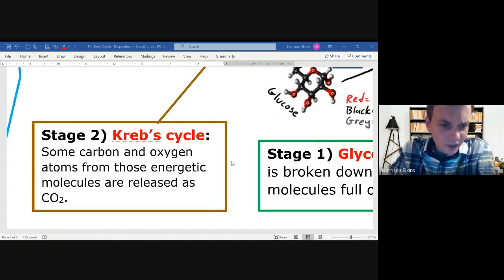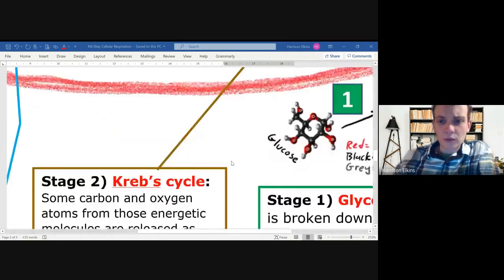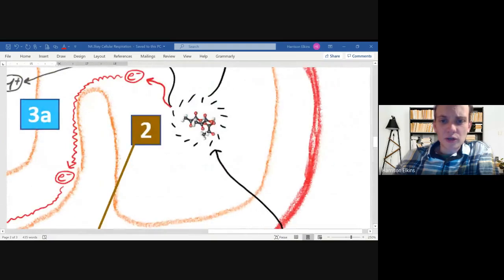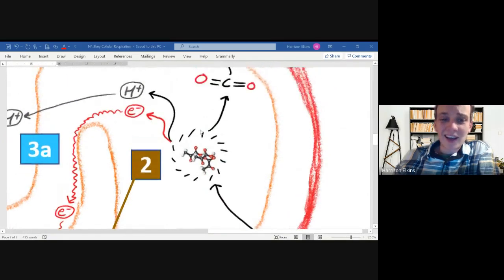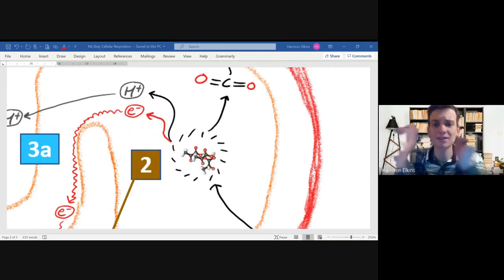So there are some carbon and oxygen atoms from these energetic pyruvate molecules, and they are released as CO2. So this used to be my sugar. I've broken it down, and I'm breaking it down even further. The mitochondria is just crushing those molecules and ripping out those carbons and those oxygens.